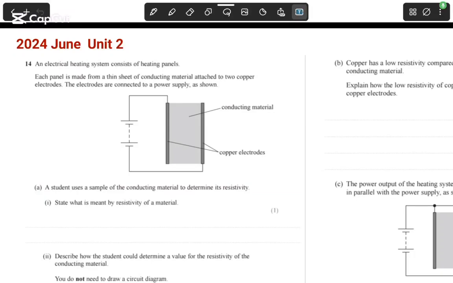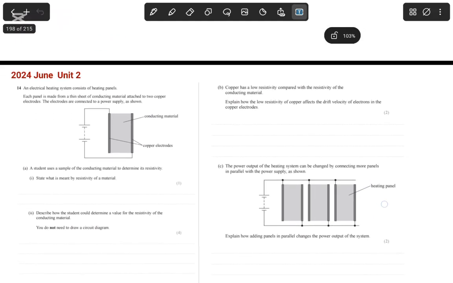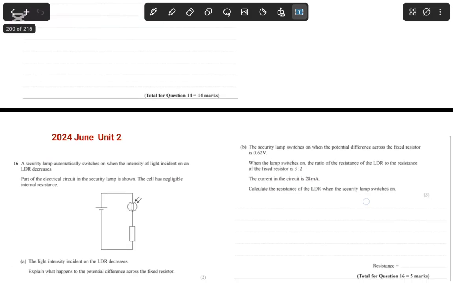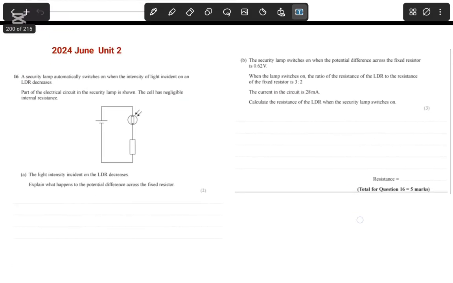Okay, we're back with another exam walkthrough. This is going to be the continuation of our 2024 June Unit 2. We're going to be going through question number 14 and question number 16.